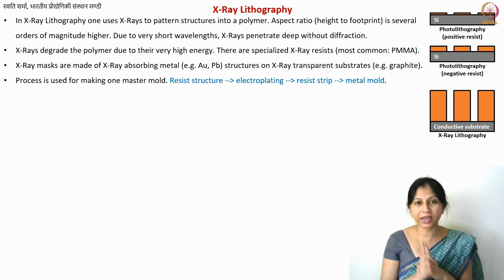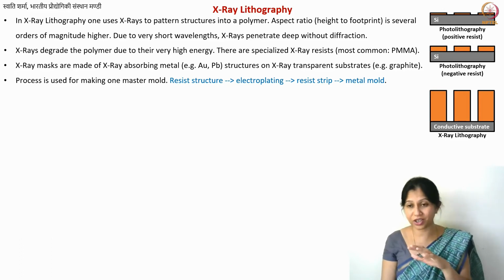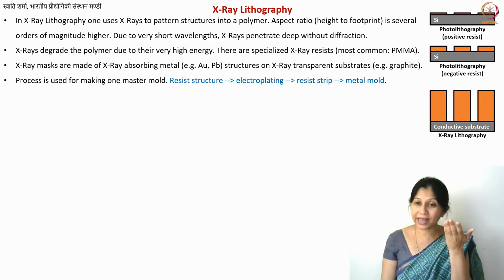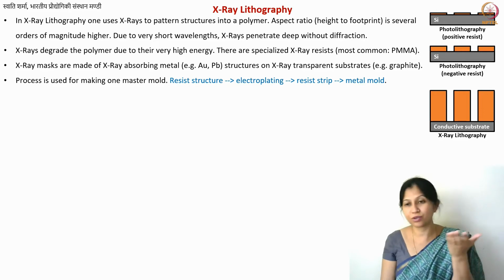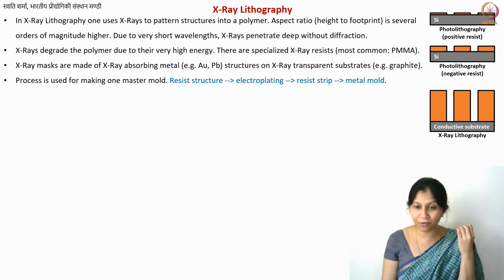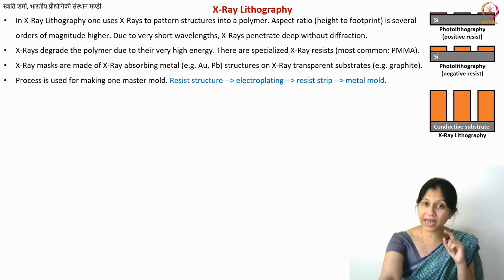Now, if I need a very high aspect ratio structure for certain applications, what I can do is make just one structure using X-ray lithography. This very expensive structure, I can use as a negative structure for making a mold, and then I can use that mold to make my other structures. So only for making the master mold, I can use X-ray lithography.